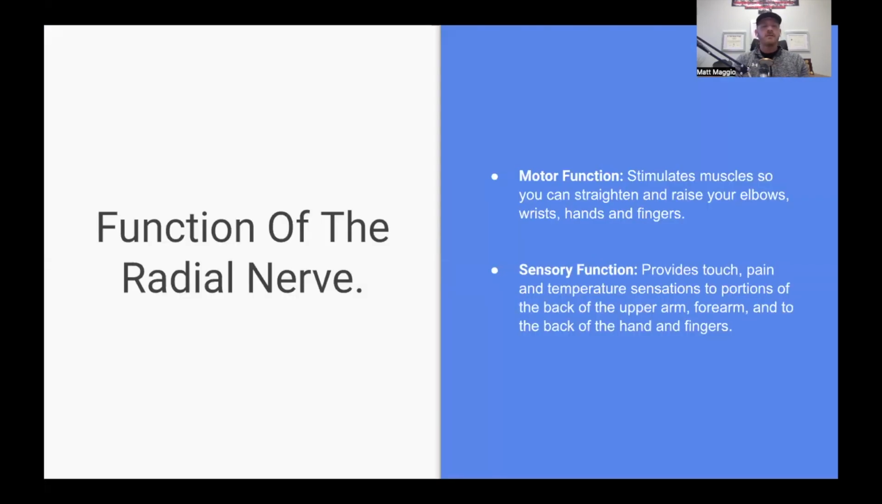So what is the function of the radial nerve? It actually has a motor function and a sensory function. The motor function is to stimulate muscles so you can straighten and raise your elbows, wrist, hands, and fingers. The sensory function is it provides touch, pain, and temperature sensations to portions of the back of the upper arm, forearm, and to the back of the hand and the finger. It's why it's called a mixed nerve, because it does both motor and sensory.